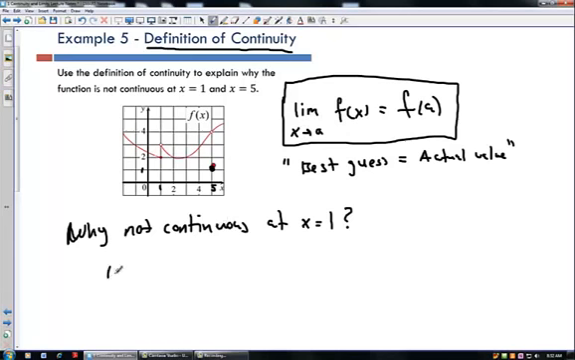In the other part, we said that the limit as x goes to 1 of f of x was, well, when you came in from the left you had height 2, and when you came in from the right you had height 3, so this limit does not exist. So it certainly cannot be equal to the actual value. The actual value when you plug in 1 is height 2. So this definition is not satisfied, and that's why it's not continuous there.